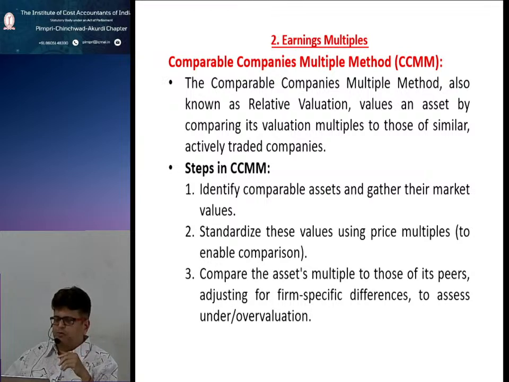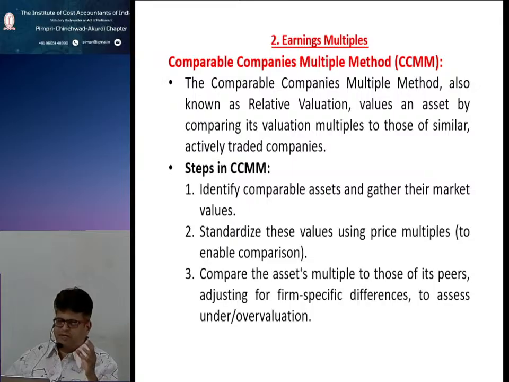So the steps to be followed in CCMM are: identify comparable assets and gather their market values, standardize these values using price multiples to enable comparison. Now what price multiples should be taken, etc., we will see as we go along with the session. So standardize these values using price multiples to enable comparison. Compare the asset's multiple to those of its peers, adjusting for firm specific differences to assess under or overvaluation.